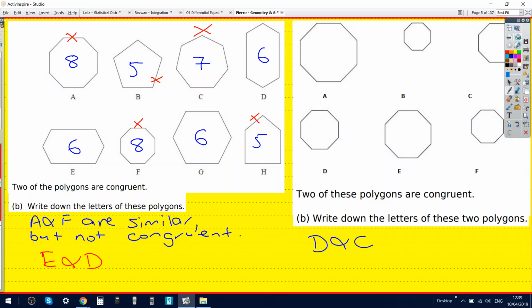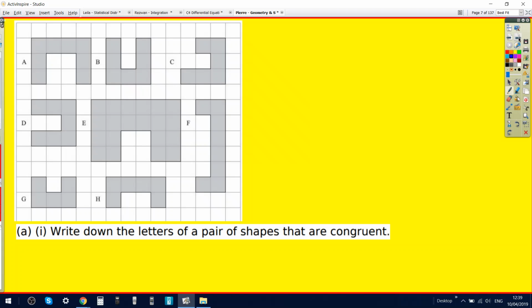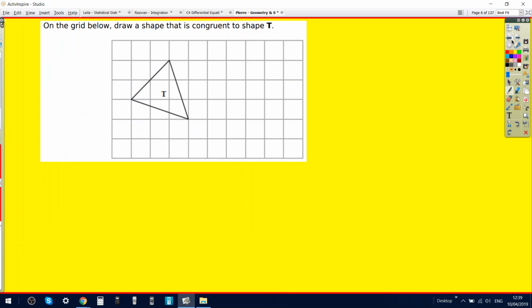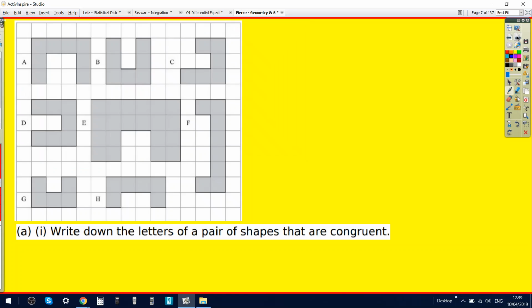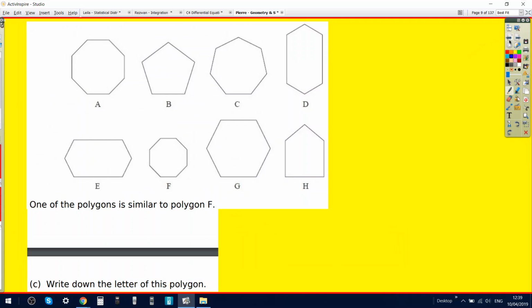So they're the same size and shape. Here you have to draw a congruent shape. So you would just draw the identical shape to this one. Would it matter where it was in the graph? It doesn't matter where. Just don't draw exactly on top of that one. Here's the same thing. So congruent, you just find two congruent ones. Okay, that's fine.